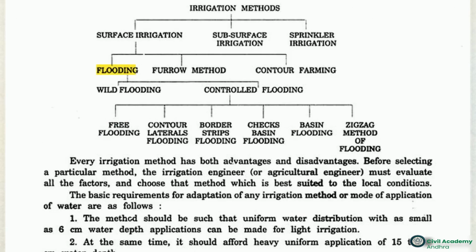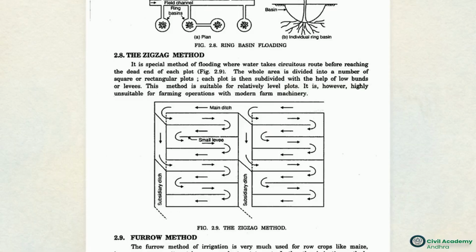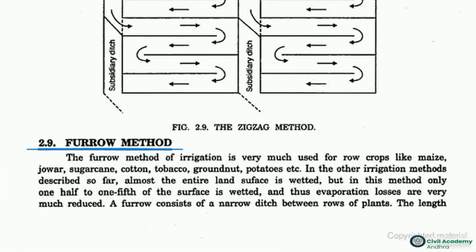Zooming in on this secondary diagram for flow irrigation methods, we see a structural split between uncontrolled wild flooding and the much more precise controlled flooding techniques. In these layout diagrams, we contrast two approaches. Top, the zigzag method forces water through a winding path of square check plots. Below, the furrow method routes water into narrow, targeted ditches between rows to minimize evaporation.